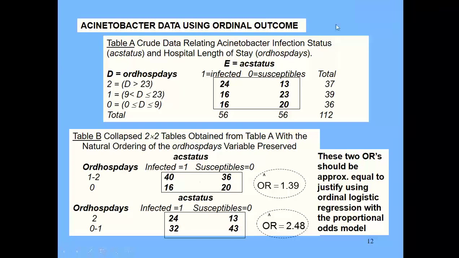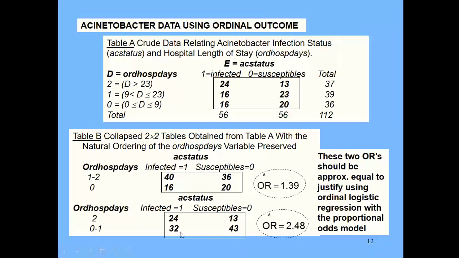I add the 24 and 16 to get the 40, and I add the 13 and the 23 to get 36. And then I keep the last 2, 16 and the 20. That's this table. Okay? And then I got this table, 24, 13. How did I get 24? Well, that's the first row here.